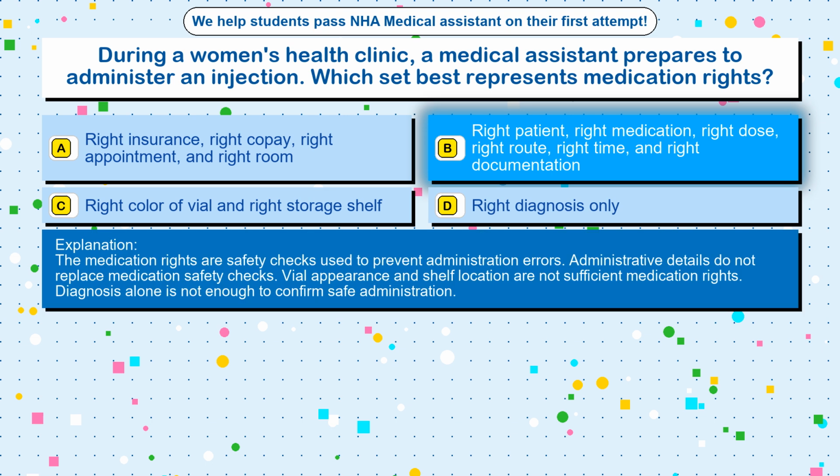The medication rights are safety checks used to prevent administration errors. Administrative details do not replace medication safety checks. Vial appearance and shelf location are not sufficient medication rights. Diagnosis alone is not enough to confirm safe administration.